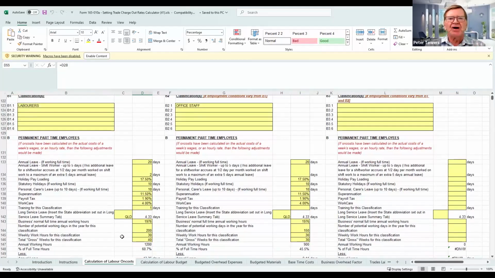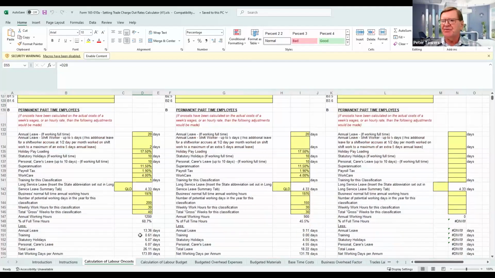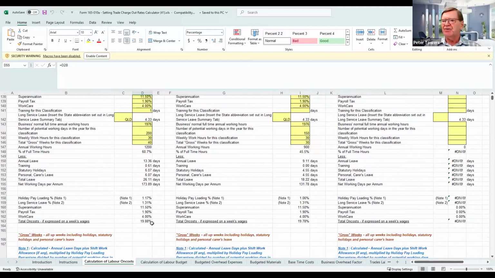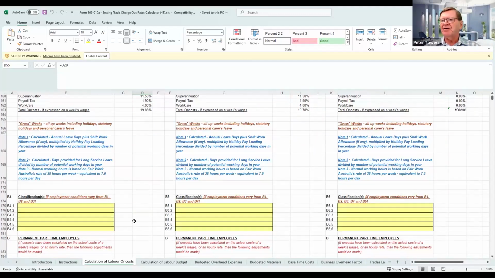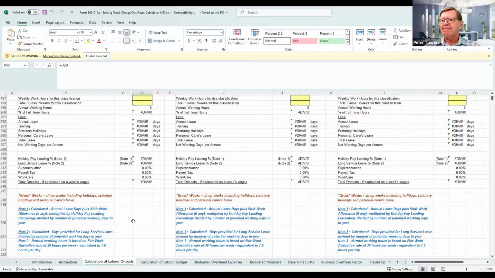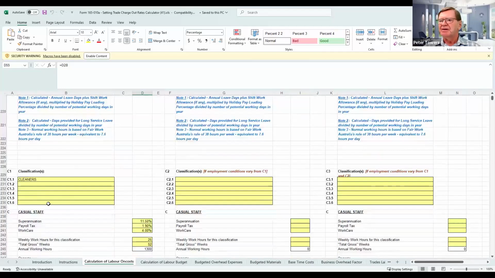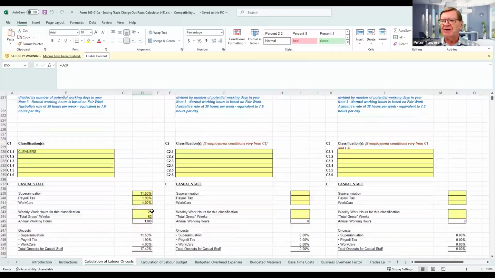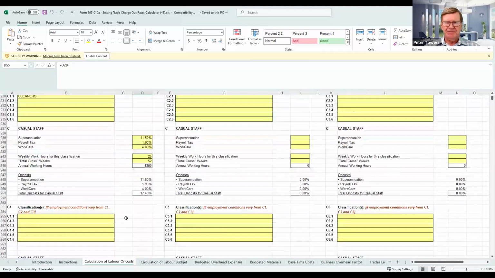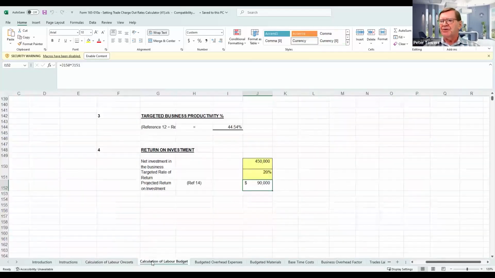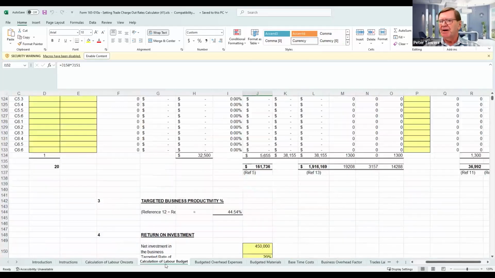So what we're trying to do, instead of having some sort of blanket figure for on costs, we are calculating it through to make the whole system a lot more accurate, and it's calculating this total on cost percentage to be shown. And if you've got clients with casual staff, we've factored in some cleaners who will be the casual staff, and it's calculated their results. So hopefully you understand how all that works. Then we're now going to go to the calculation of labour budget.